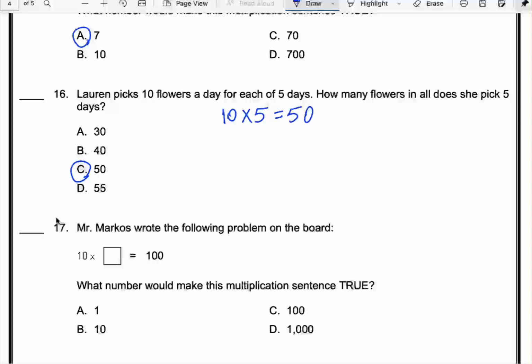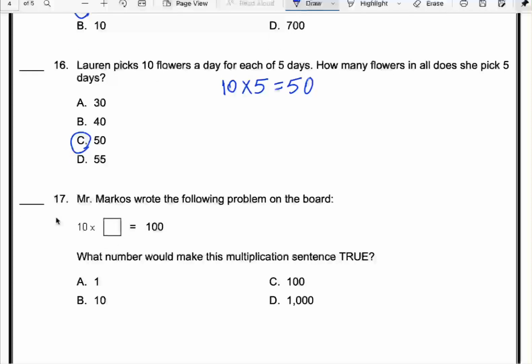Abdul Rahman Ayman. Yes, teacher. Okay, go ahead. Mr. Marx wrote the following problem on the board: 10 times 10 equals 100. Okay, so which one should we choose? Great work, my hero. Thank you, my hero.